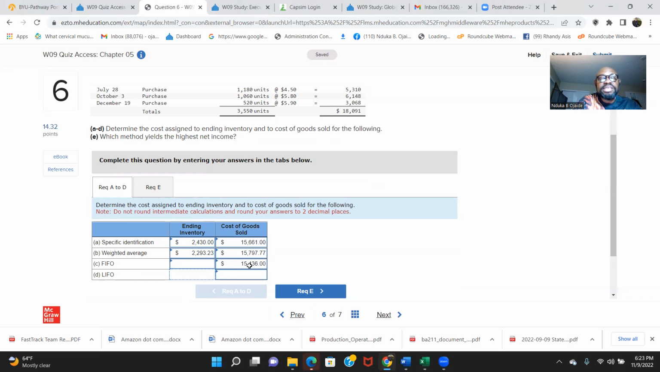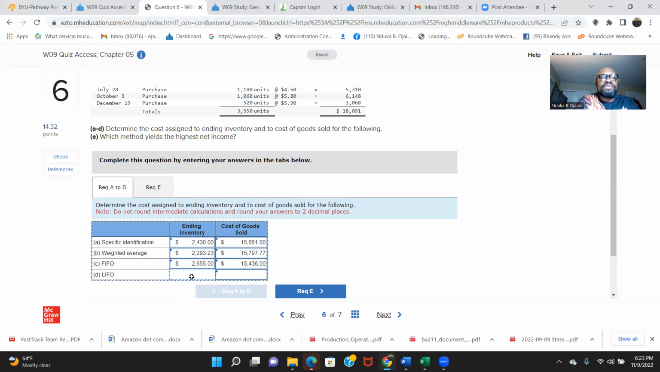So if you minus this, that is your cost of goods sold. If you minus this from this, it's going to give you this, $2,655. So that's what the price for that one is.